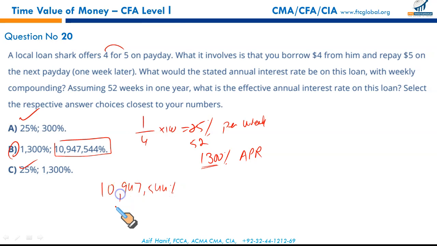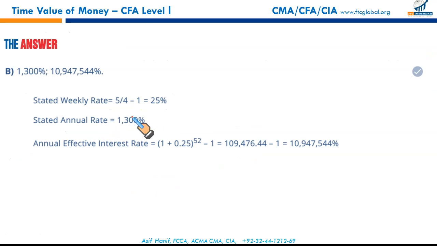In other words, 10,947,544%. It's an extremely high interest rate, which is outrageous. This is too much. The effective annual rate is 10 million percent. So that makes B the correct option, and B it is.